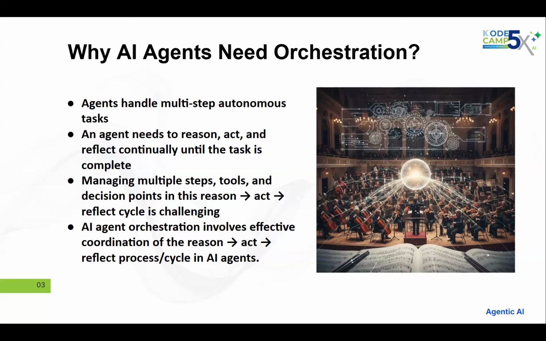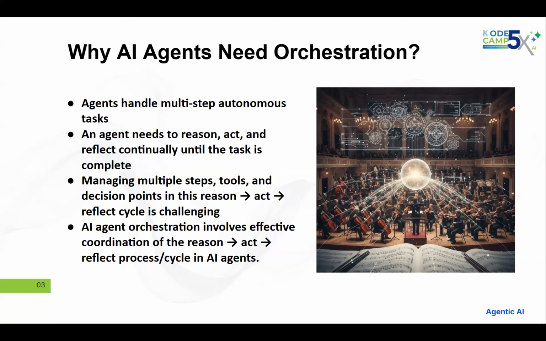Now, agents need to reason, to act, and to reflect. They need to do this continually, going through a reason, act, reflect loop until the task has been completed, until the intent has been achieved.